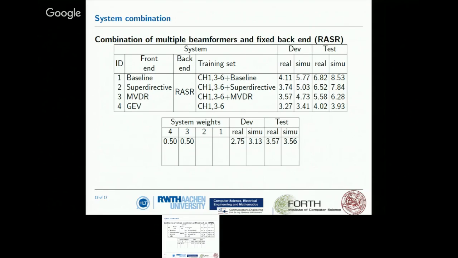If we combine the two best systems by only using one backend, so we're only combining front ends here, we get an improvement from 4.0 to 3.5. Then adding the next system doesn't really give that much improvement, but the fourth system again gives a little improvement to 3.4. So here you can see that every front end has a benefit in this kind of system combination.